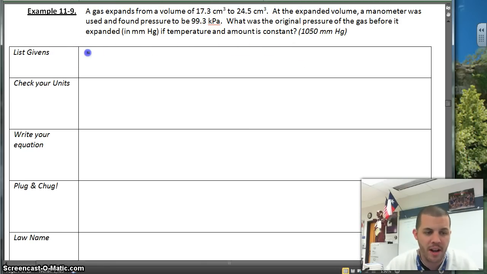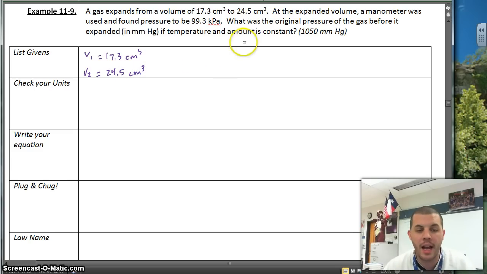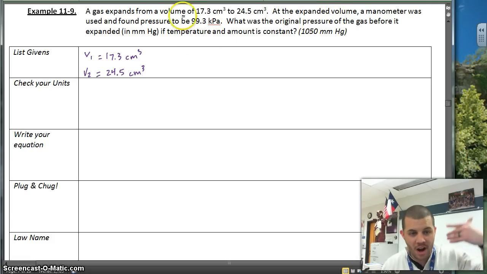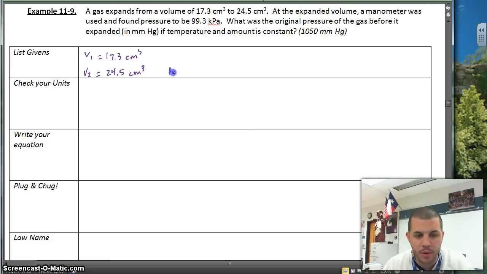Okay, I've got a volume. I've got an original volume of 17.3 cubic centimeters. I've got a final volume of 24.5 cubic centimeters. And at the expanded volume, so that means at the final volume, my final pressure, so my P2, is 99.3 kPa. My problem wants to know what was the original pressure, so I'm looking for P1.